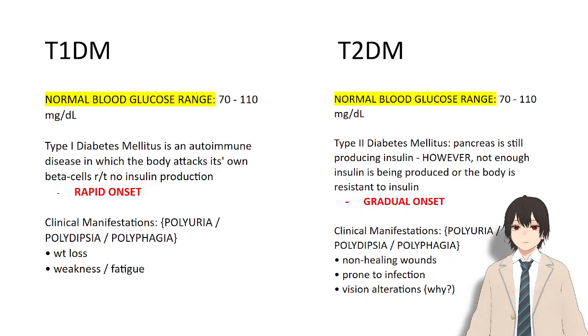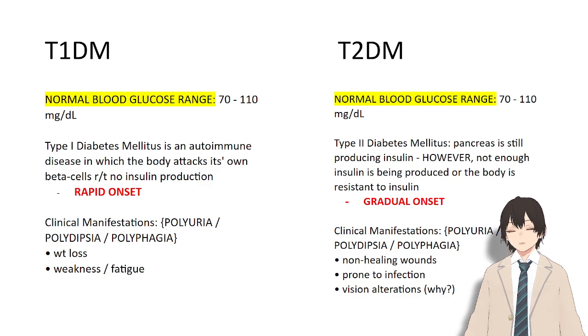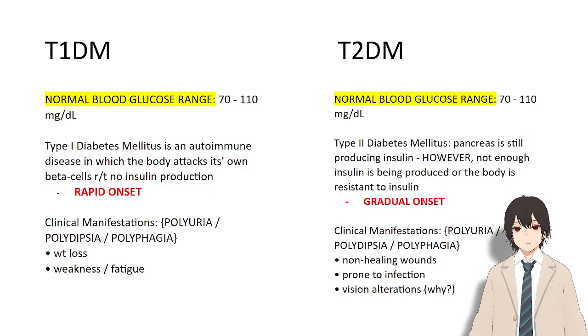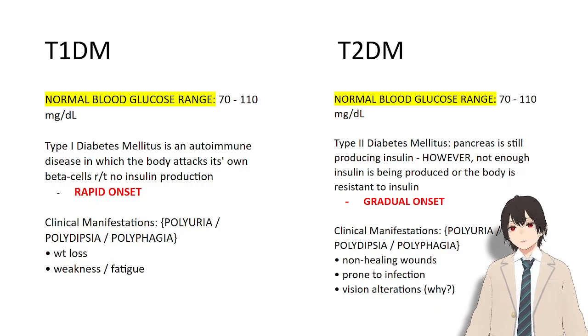And then the classic signs of type 1 diabetes are the polyuria, polydipsia, polyphagia, which means you're peeing a lot, you're always thirsty, and you're always hungry, right? There's also weight loss, and there's weakness and fatigue. So very general symptoms, except for the classic 3, right?